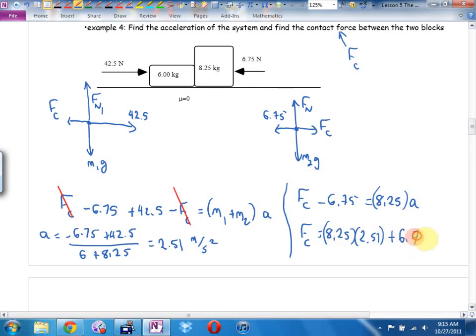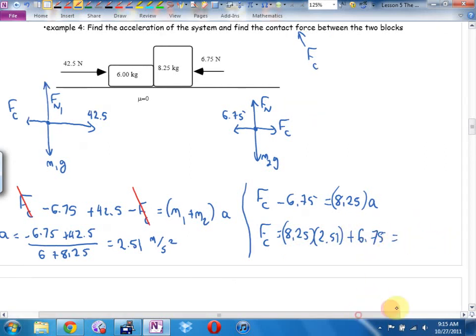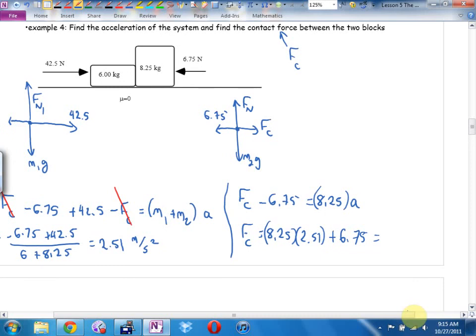And folks, I would now consider something like this fair game. Think about it. Did we really do anything new there? I showed you a new diagram. We fell back on a good free body diagram and Newton's laws to figure out any missing forces. What do you get? What's the contact force between these two guys? 27.4. 27.4 what? Newtons, it's a force.